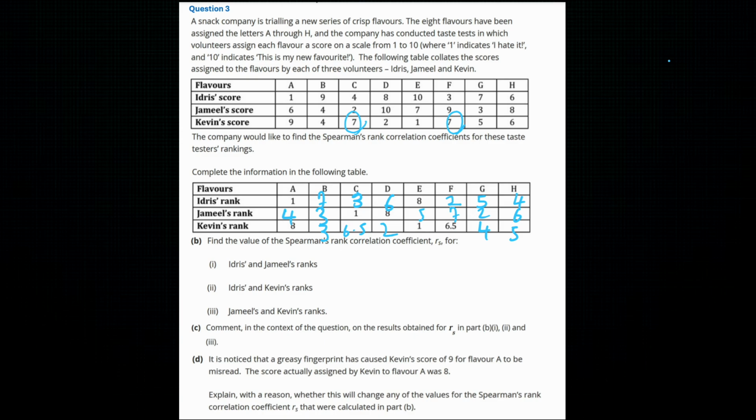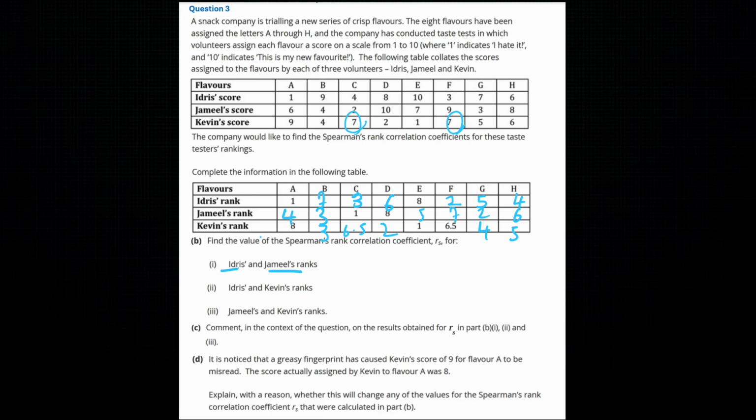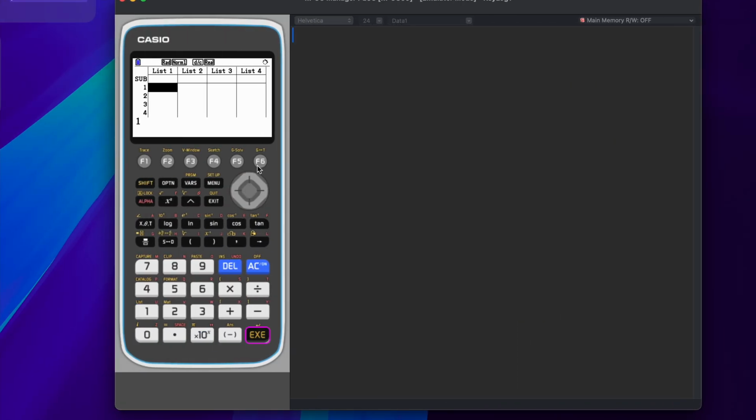Okay. Now we're going to find Spearman's rank correlation coefficient for these values. So for example, for Idris and Jamil, I'll just do 1. We can exit, go out, and delete the previous data that we had previously inputted. And for Idris, Idris would be on list 1 this time, and Jamil would be on list 2. So 1, 7, 3, 6, 8, 2, 5, 4. And likewise for Jamil, 4, 3, 1, 8, 5, 7, 2, 6.